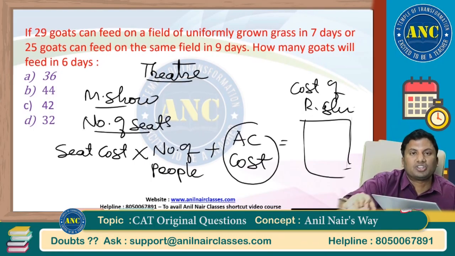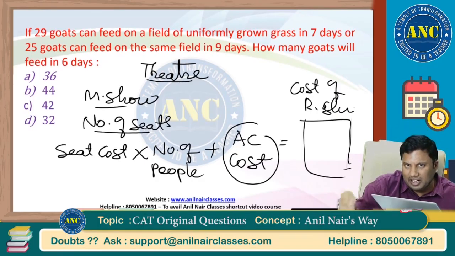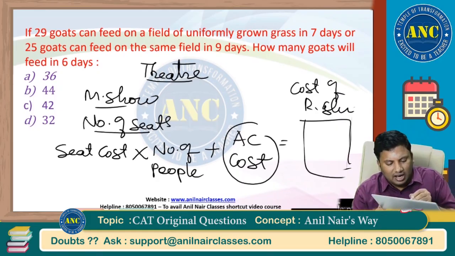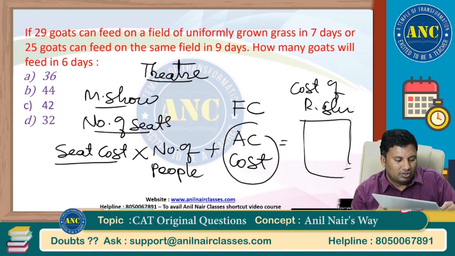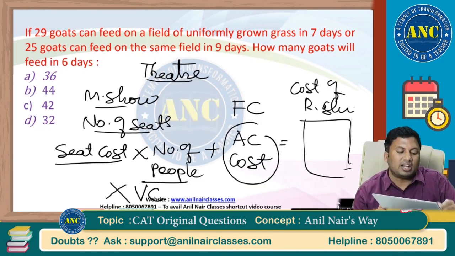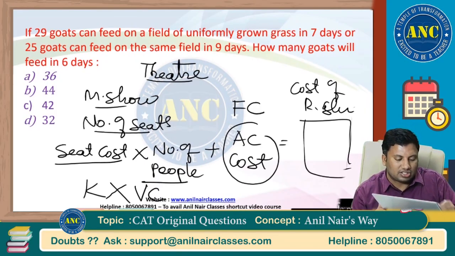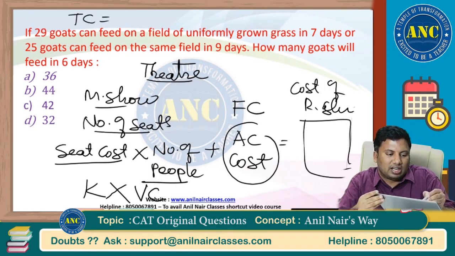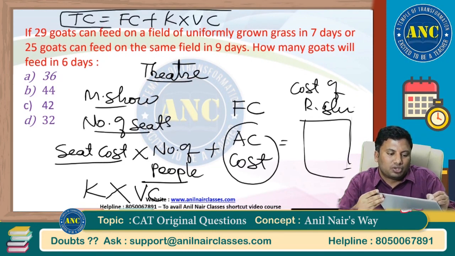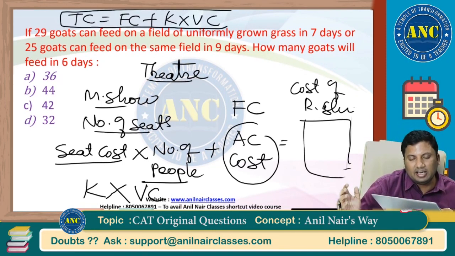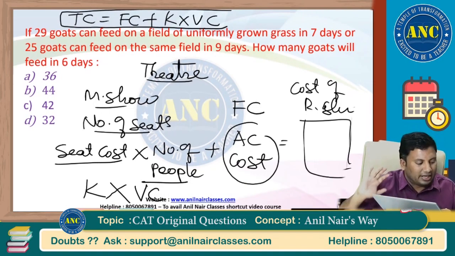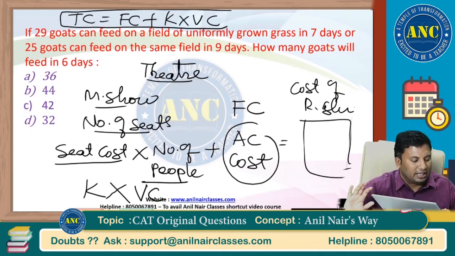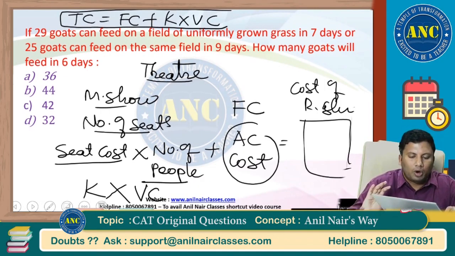AC cannot be switched on for only one person. If 1 is sitting, 10 is sitting, 100 is sitting, the AC cost should be fixed. This is a fixed cost. The number of people is the variable cost. The seat cost is constant. So total cost is nothing but fixed cost plus K into variable cost. If you solve this equation, you will get this answer. But that variable method, I don't want to use it. I hope it is clear.